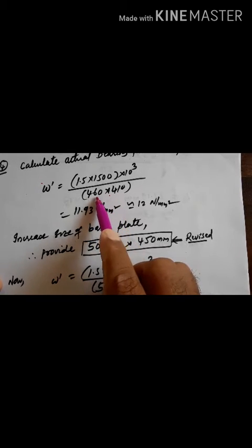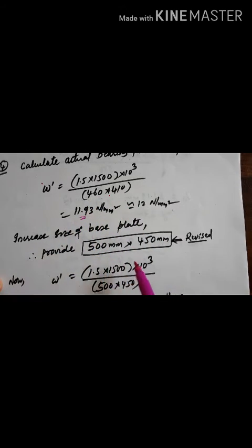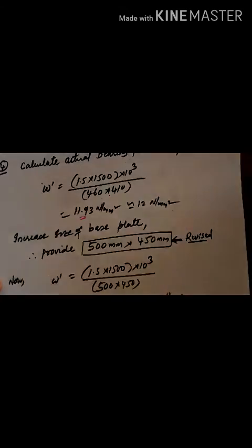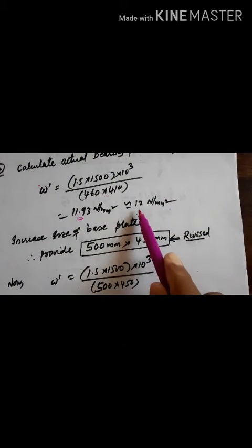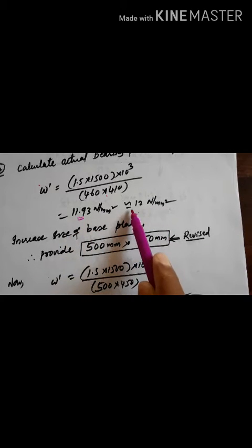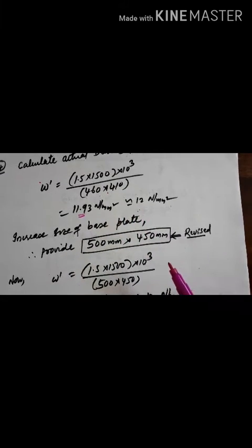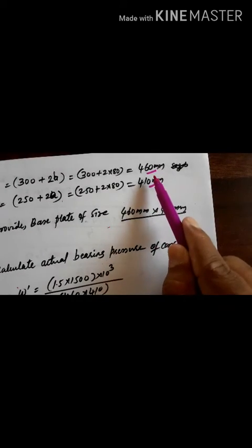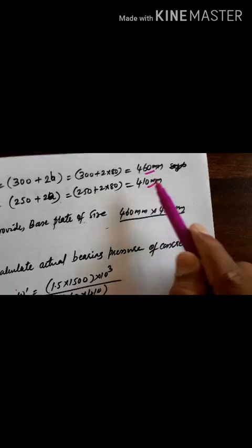Load by area gives you the stress or the pressure. 460 into 410, I am getting 11.93. But what is my permissible bearing pressure? Permissible bearing pressure is 12 Newton per millimeter square. Since it is almost near to 12 Newton per millimeter square, it may fail at any time. Just what you do, you increase the size of the base plate. So here I told you may increase it to 500, or increase this one up to 450.